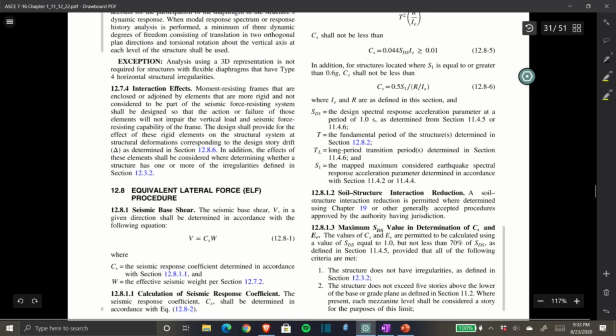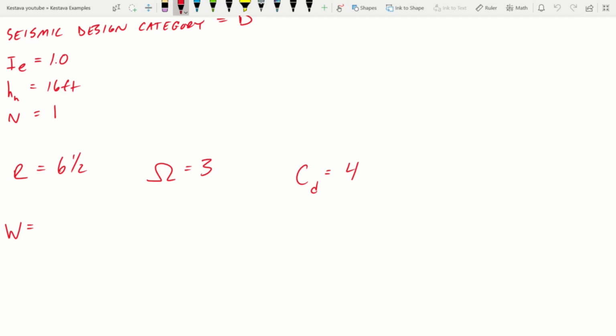If we scroll down here, boom, Section 12.8. Equivalent lateral forces, ELF procedure. So this is where it all starts. This is where we're going to get our seismic base shear. That's what we're looking for, as well as some other criteria here. But that is the main force that we need in order to design our structure laterally. That is given just by the equation V = C sub S W. W is the effective seismic weight per section 12.7.2. So we could jump over to there, but in today's example, we're going to give the weight of our structure. So let's jump back quick. So our effective seismic weight, we are going to say, is 128 kips. Now let's jump back over to code and see what else we need.